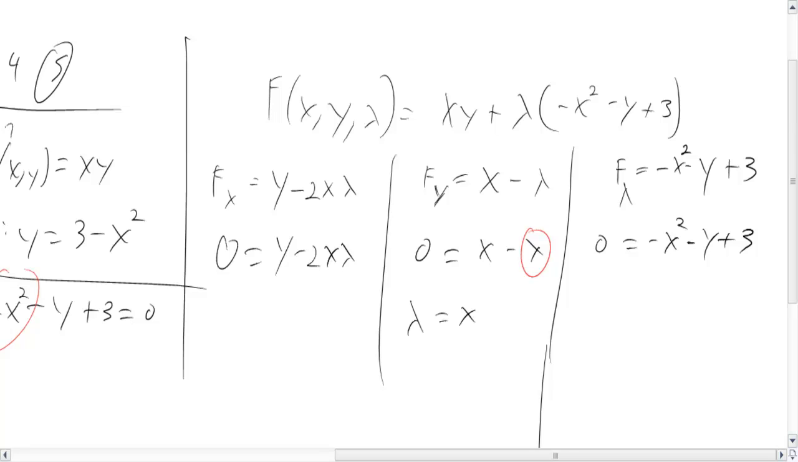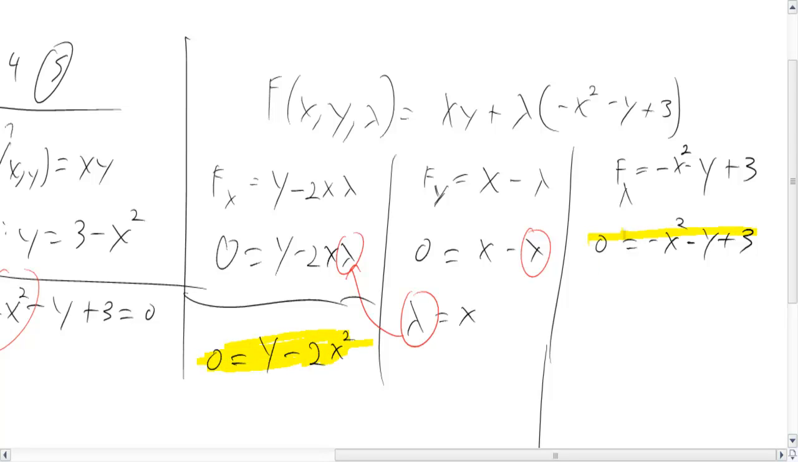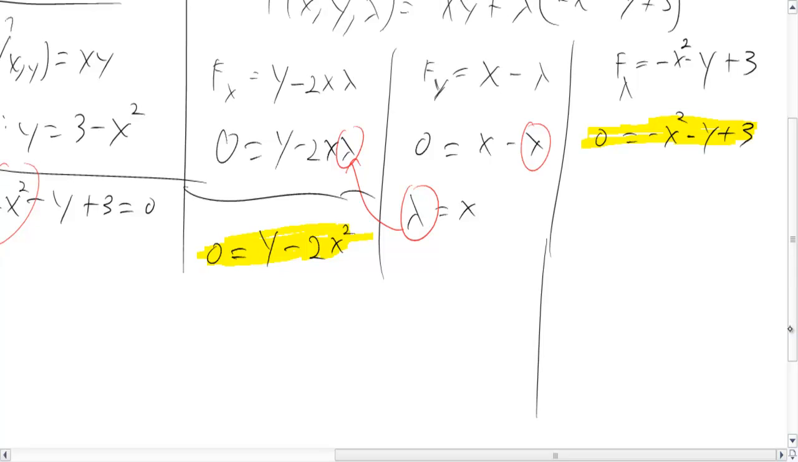Now, everywhere I have a lambda, I'm going to place that into my other equations and replace it with x. So that means this equation would become 0 equals y minus 2x squared. So now I have two equations. I have one right here where the variables are only x and y, and then I have another one over here where the variables are again only x and y, which makes my life pretty easy. So now I have two equations, two unknowns.